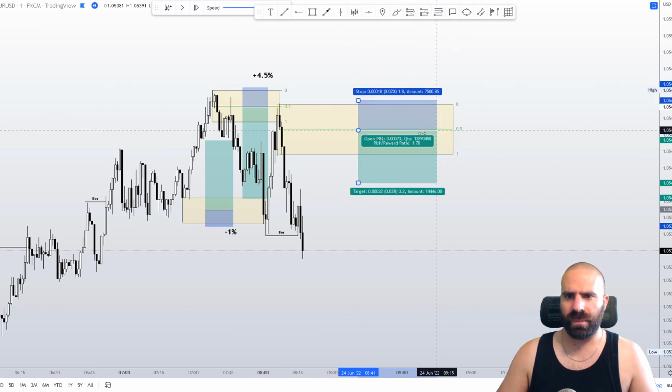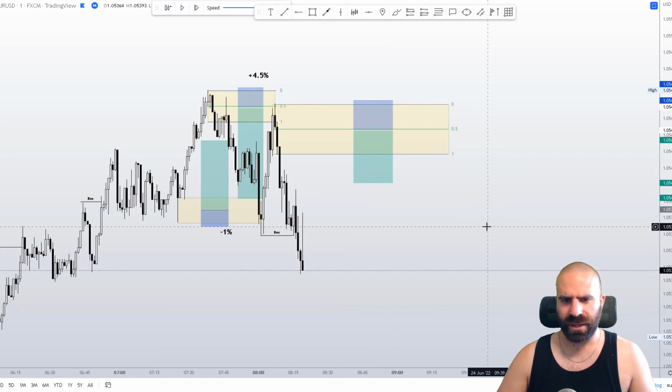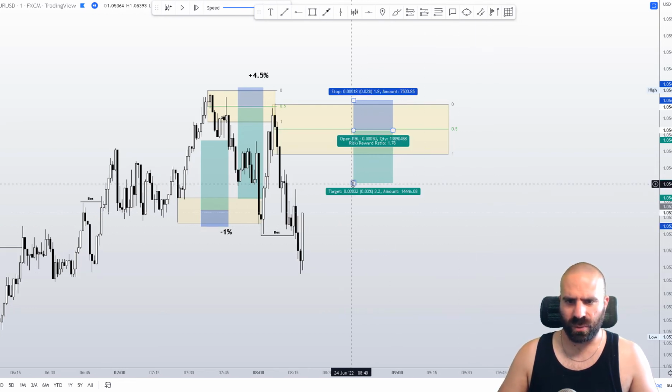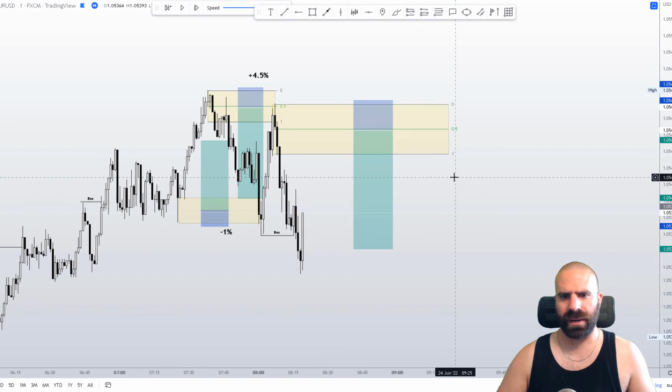So stop loss 1.8 pips. Let's see a small retracement first. Yeah, we see the retracement. We will be targeting over here. Let's do a 4 to 1 risk to reward right here.